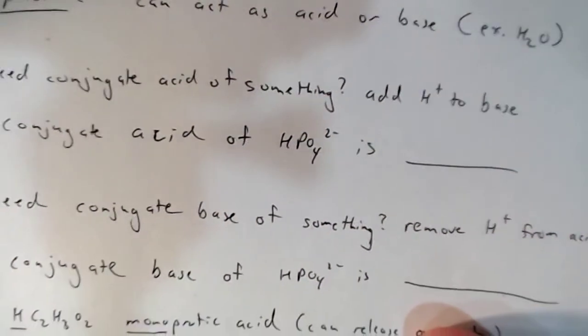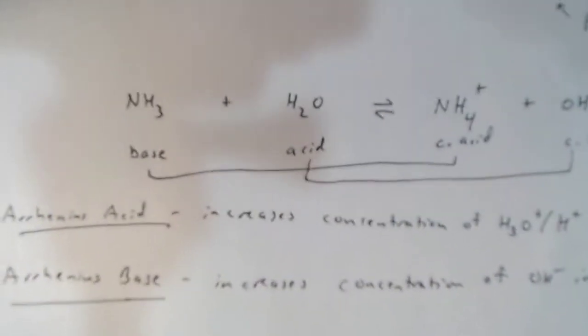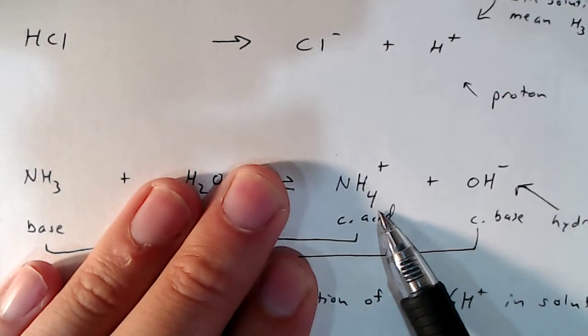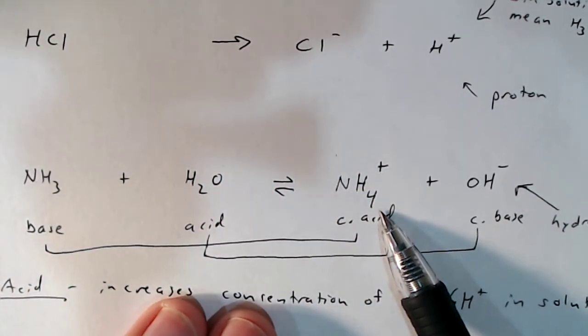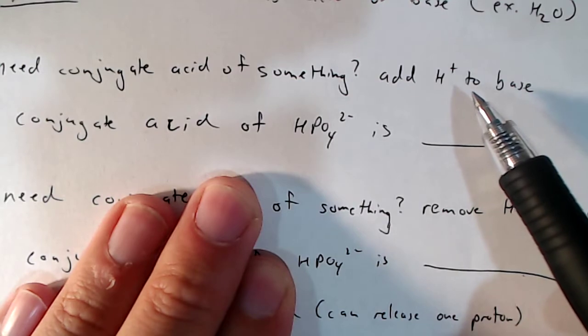Okay, sometimes you'll need to predict the conjugate acid of something. So what did we do to know the conjugate acid of ammonia? Well, we had ammonia, which was a base, NH3, and its conjugate acid was NH4. It had just one extra H plus on it. So if you ever need to predict what the conjugate acid of something is, you just add an H plus to that thing.